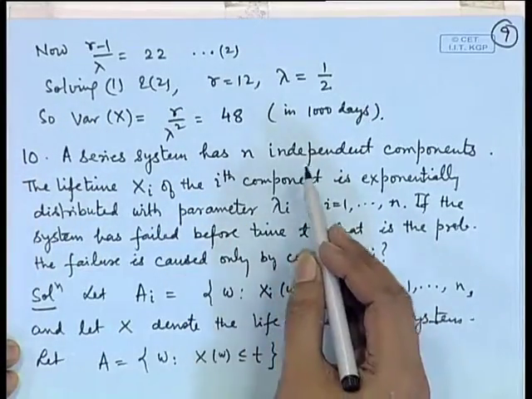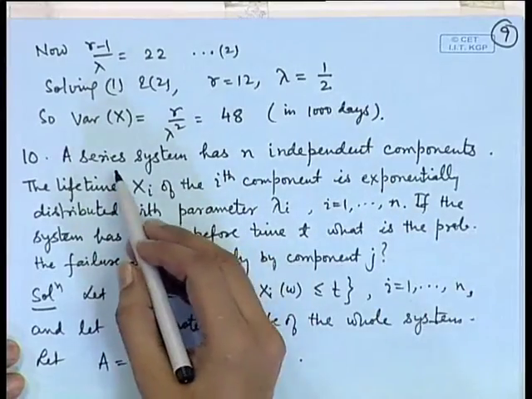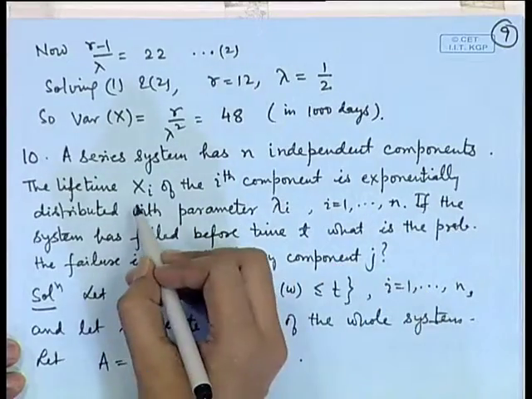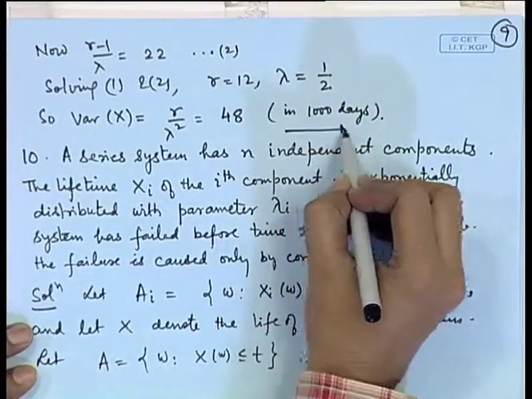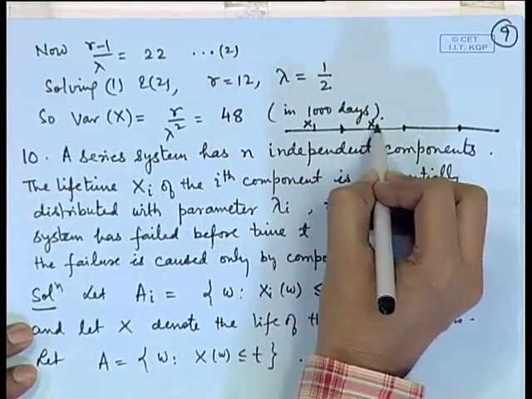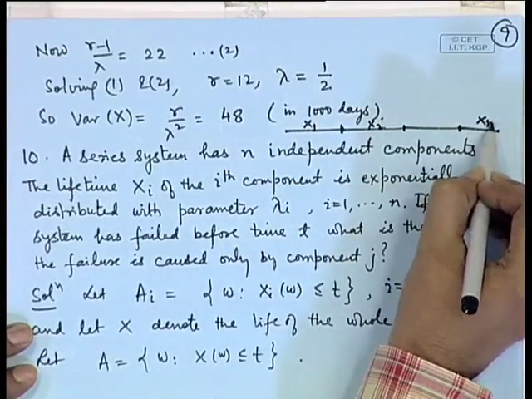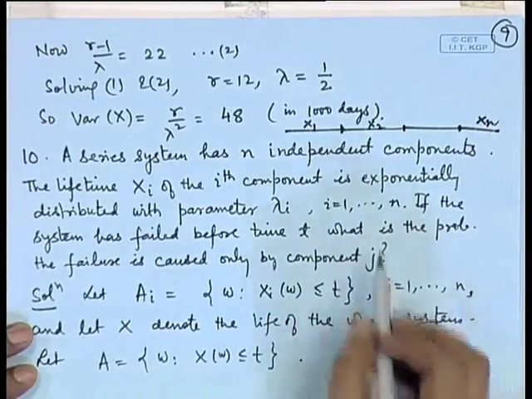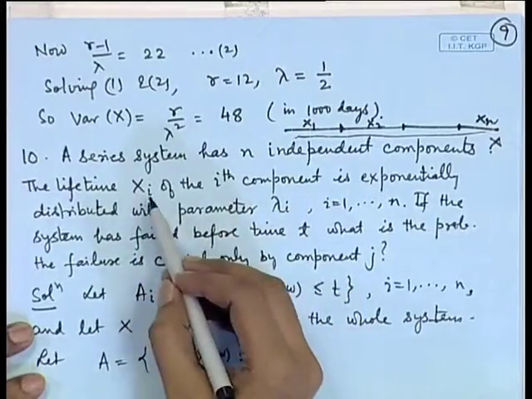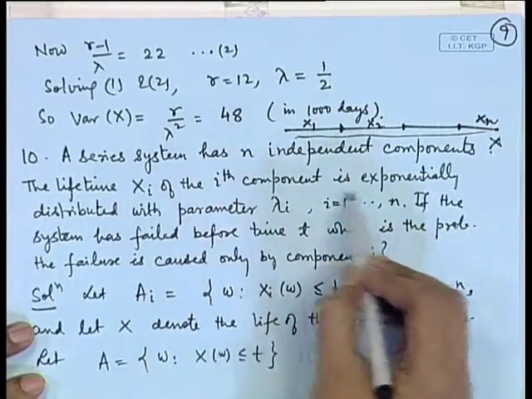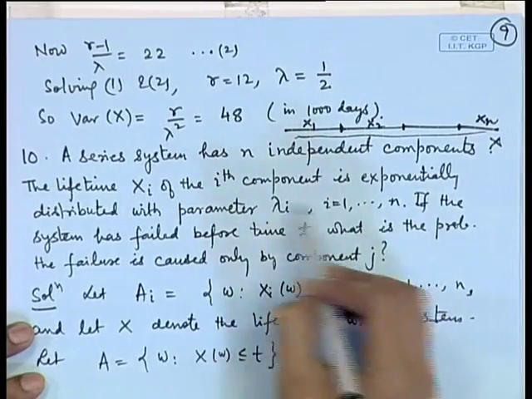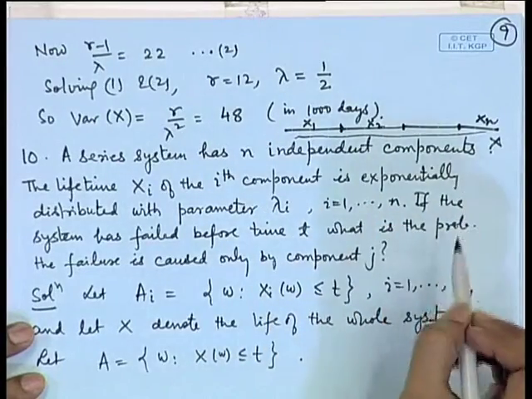Let us consider a series system. A series system has n independent components. The components are attached and their lives are X1, X2, ..., Xn. Suppose the total life of the system is X. Individual lifetimes are assumed to be exponentially distributed with parameters lambda 1, lambda 2, ..., lambda n.